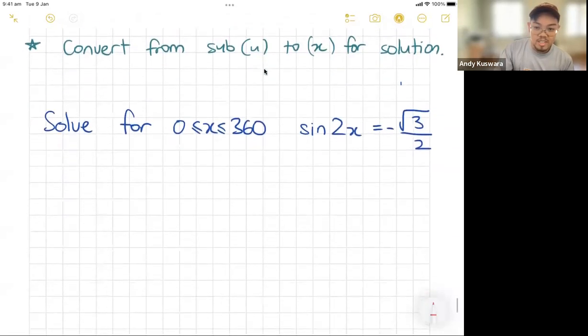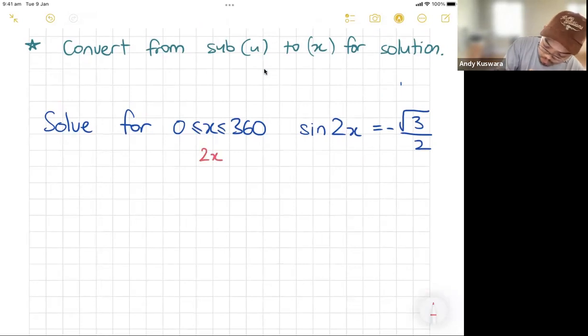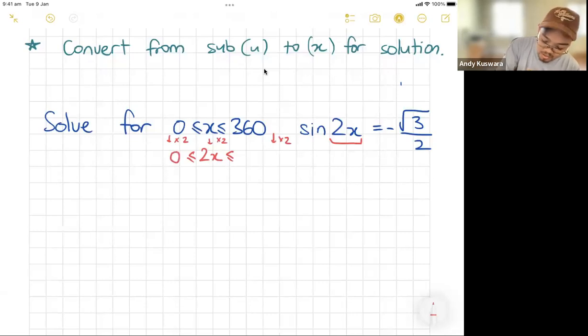Okay, I'm going to do one example here. I'm going to say, okay, solve for that equals negative root 3 on 2. So first things first, let's convert our domain. So I'm going to say we've got 2x here, so I'm going to use the 2x in my domain. So how did I get from x to 2x? I multiplied by 2. So I'm going to multiply by 2 here, and I'm going to multiply by 2 here. So 0 times 2 is 0. 360 times 2 is 720.